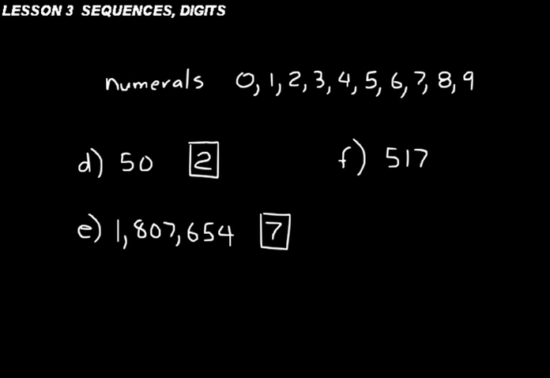In F, I want you to tell me what the last digit is in that number. That would be a 7. 7 is the last digit. The numeral on the right is the last digit. The numeral on the left is the first digit. So 5, we would say, is the first digit. 7 is the last digit. Okay, so digits, those are the numerals that we use to make a number. That's what those are: 0, 1, 2, 3, 4, 5, 6, 7, 8, and 9. Okay, well that's all for lesson 3.